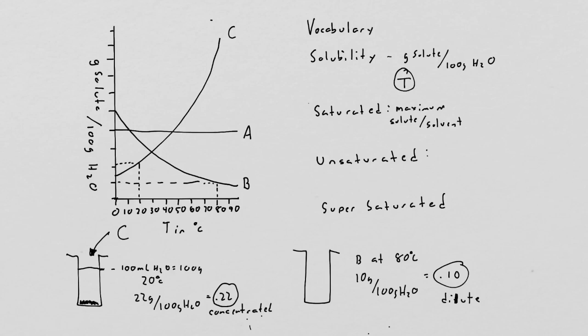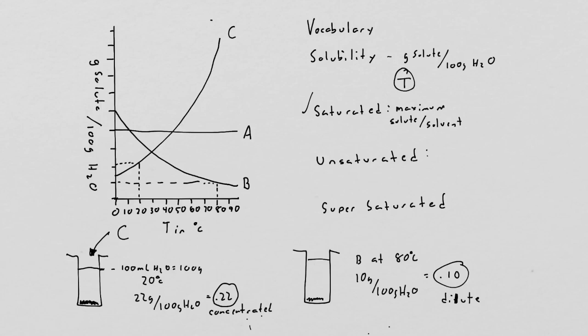Now those terms are relative terms. Notice something: both of these are saturated solutions. In both cases, we put a certain amount in there, we max it out, and we have some of the solute on the bottom. These are both saturated solutions. So the terms saturated, unsaturated, and supersaturated cannot be used to determine whether something's concentrated or dilute. The terms concentrated and dilute are relative terms. Whichever one has more stuff dissolved in it is the more concentrated one, regardless of whether it's saturated, unsaturated, or supersaturated.